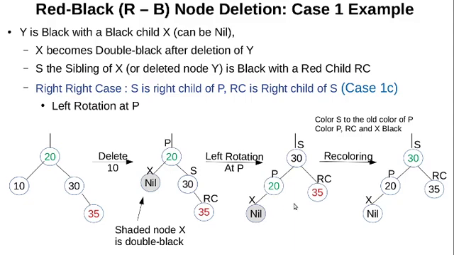After the rotation, we carry out recoloring to remove double blackness of X without violating other red-black tree properties. We color S with the old color of P. This ensures the same color of the subtree root as earlier, that is before the rotation. As RC is taking place of S after rotation, it is colored black.